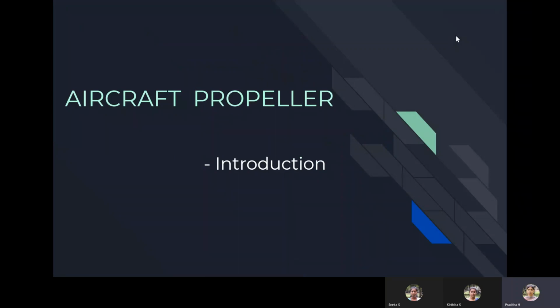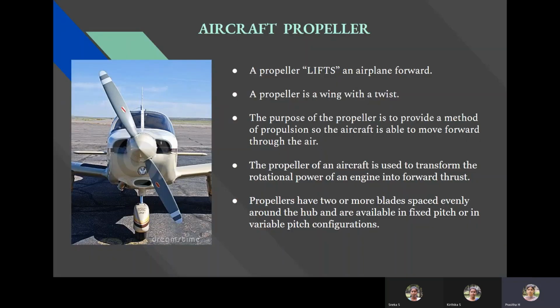At first, let's take a look into the general introduction about aircraft propeller. A propeller is an aerodynamic device which lifts an airplane forward. It is a wing with a twist. The purpose of the propeller is to provide a method of propulsion so the aircraft is able to move forward through the air. The propeller of an aircraft is used to transform the rotational power of an engine into forward thrust. Propellers have two or more blades spaced evenly around the hub and are available in fixed pitch or in variable pitch configurations.